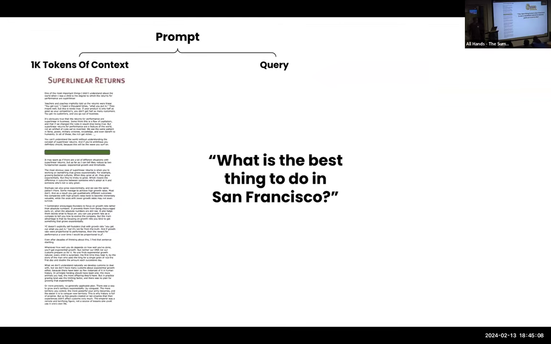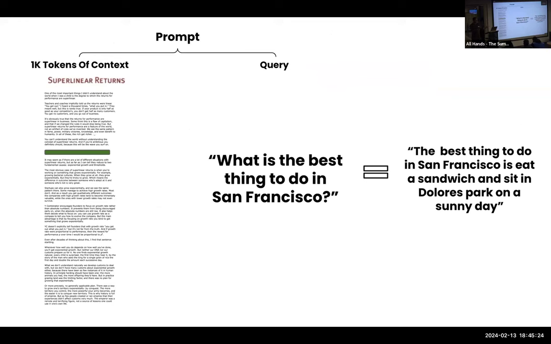But either way, what we did was we take that 1K token of context and we turn it into a prompt. So we have our context on the left and we have our question on the right, our query. What is the best thing to do in San Francisco? Does the model get it? Well, it says, yeah, the best thing to do in San Francisco is eat a sandwich, Dolores Park, sunny day. Okay, whatever, cool. It gets it.